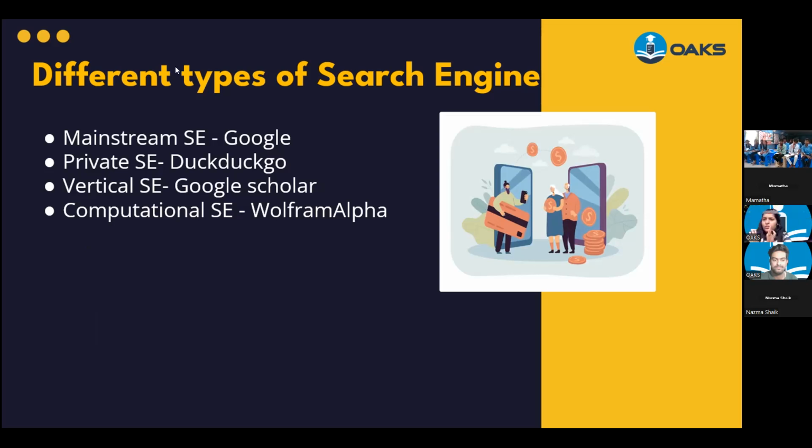Coming up to computational SE. Computational means you can easily type and calculate everything. Okay, so calculation can be done with the help of this search engine, that is Wolfram Alpha. Okay, so it's Wolfram Alpha. Through that you will be able to search every kind of information there. All right, so these are basically the four types of SEs. So you can just go and search it out.